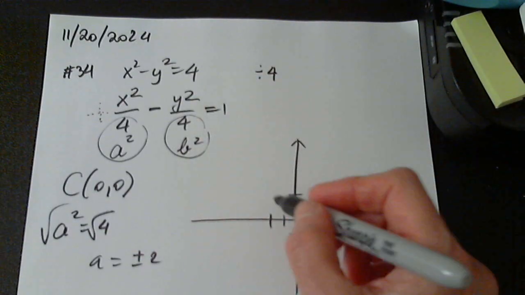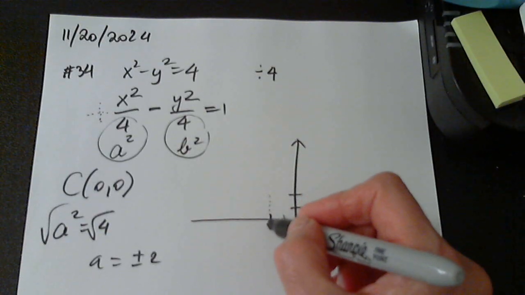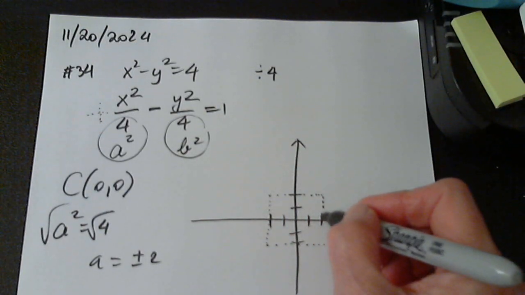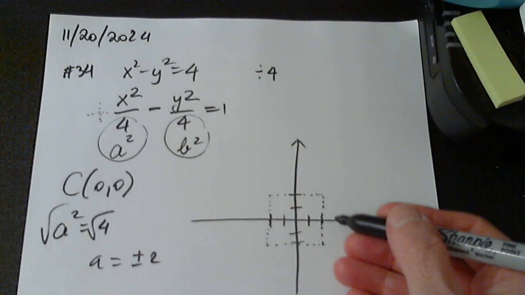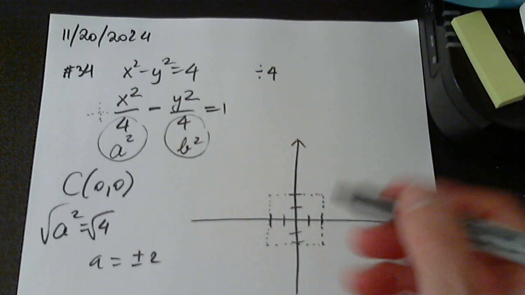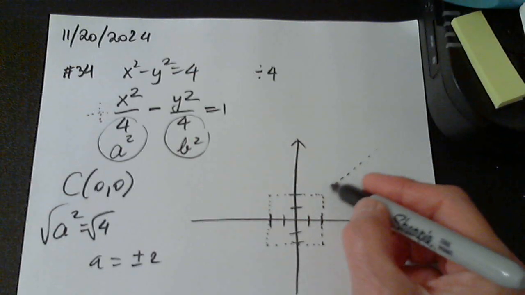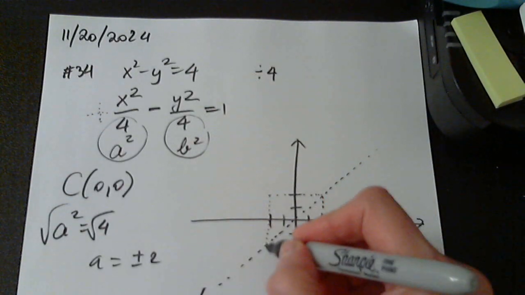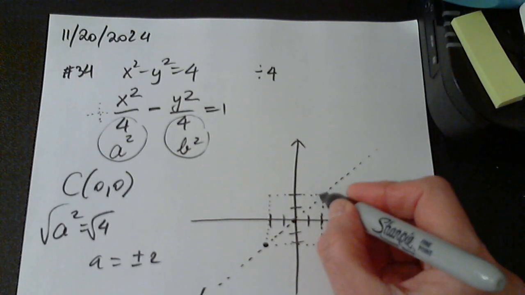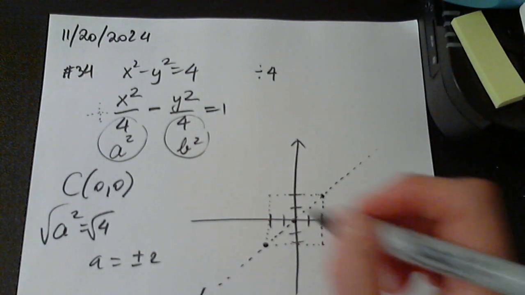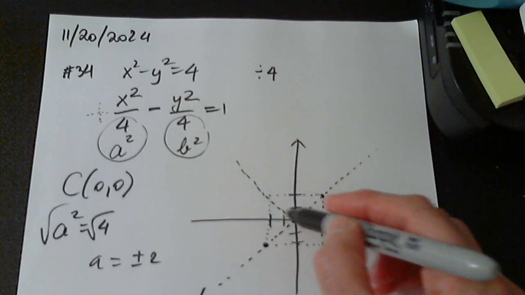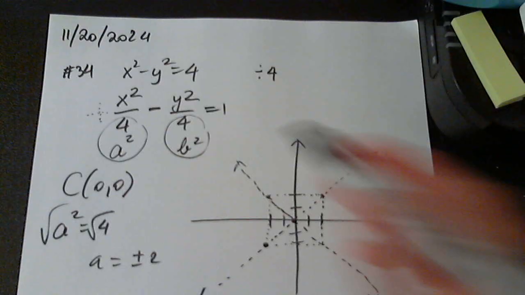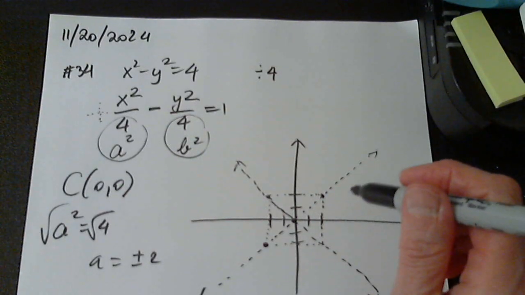I will create, and this is not part of the graph, I will create this rectangle, which in this case is a square. I will draw the asymptotes of the hyperbola. The asymptotes have to go through these two corners and the center. I don't want to put too much on the graph. The asymptotes will help us graph the hyperbola.